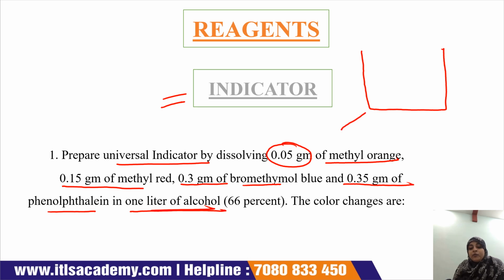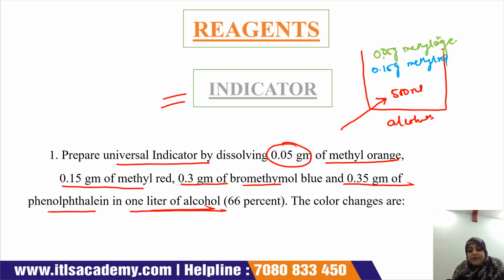Suppose this is a 1 liter beaker. Now in that, first of all we add 500 ml of alcohol. Into it, first of all we are going to add 0.05 gram of methyl orange. Then after that we are going to add 0.15 gram of methyl red. Then we are going to add 0.3 gram of bromothymol blue.